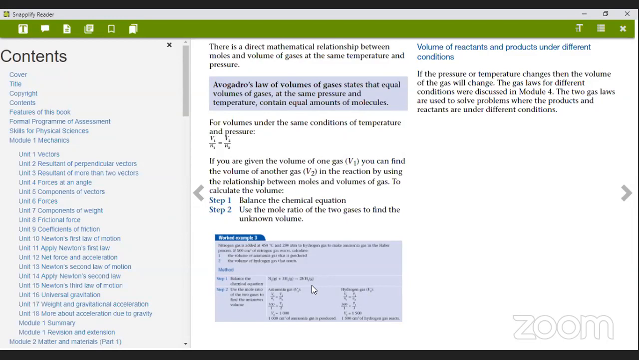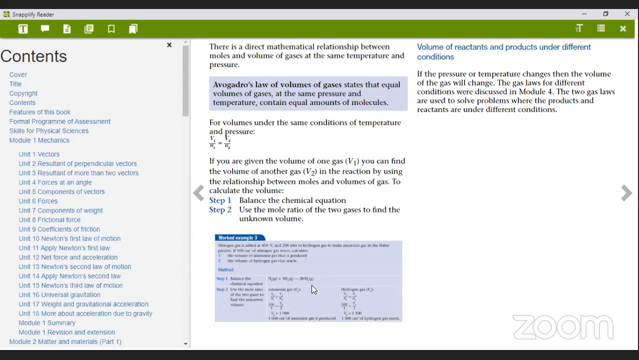So what does it mean here? Already they've given us the V of nitrogen. And remember what they said, if you have one volume, it means you can get the other one. And number two, one thing you have to do, you have to balance your equation. You have to write a balanced equation in order for you to know your number of moles.